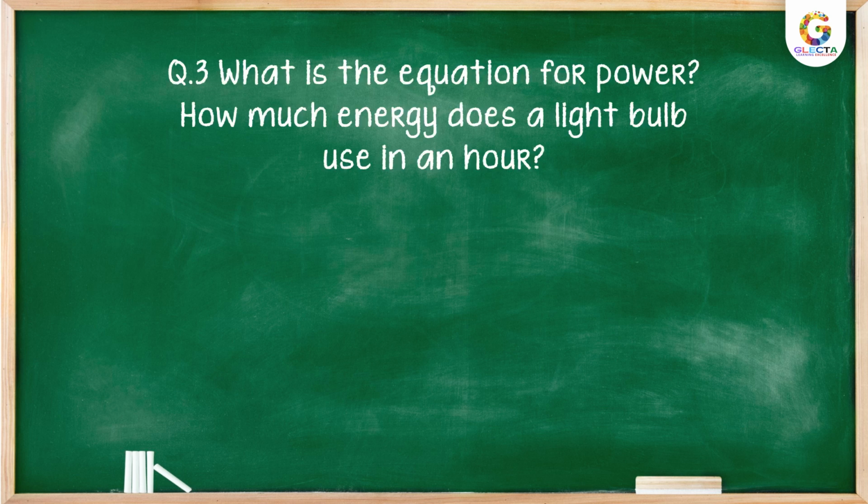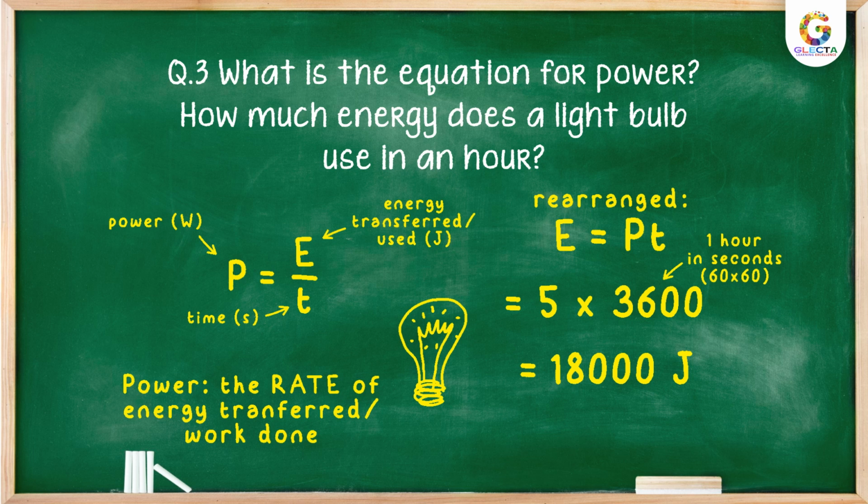Question 3. What is the definition of power, and how much energy does a 5-watt light bulb use in an hour? Power is the rate of energy transferred or rate of work done. Work done is just another fancy term for energy transferred. Any rate is something divided by time. So power equals energy divided by time. P equals E divided by t. Rearranging to make energy the subject, we get P times t. So 5 times 3600 is 18,000 joules, or 18 kilojoules. The 3600 is just 1 hour in seconds, which is what it has to be in order to go into the equation.